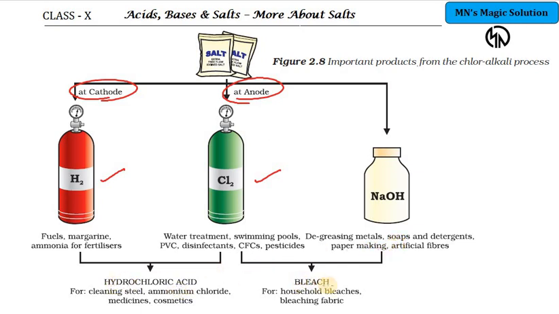Hydrochloric acid, bleach, that is H2 and Cl2. Using these two together, from that we derive hydrochloric acid. From Cl2 and NaOH we are preparing bleach.